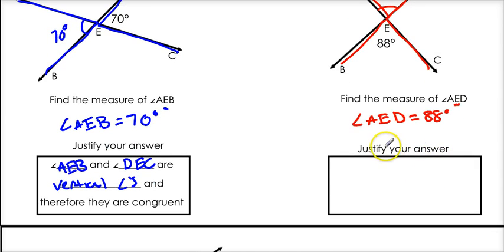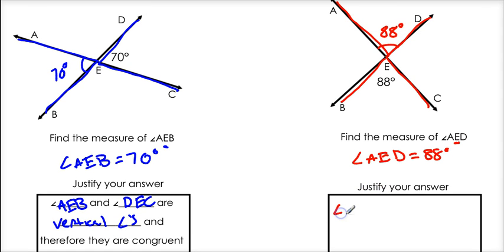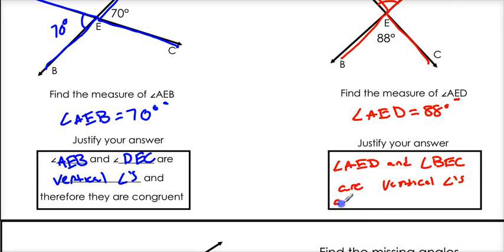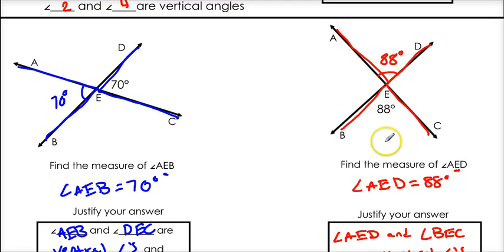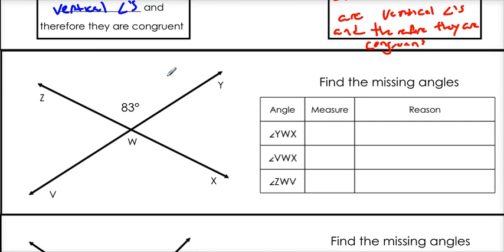Justify my answer. Once again, I'm just going to say the same thing. I know that angle AED and angle BEC are vertical angles, and therefore, that's a big one, they are congruent. That's it. Vertical angles. If they're across from each other, they are congruent.